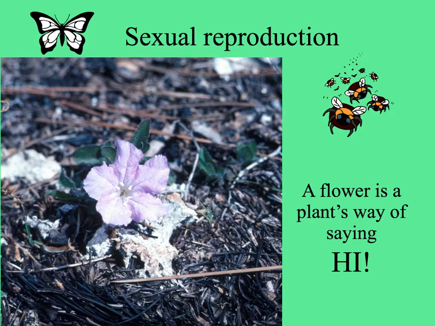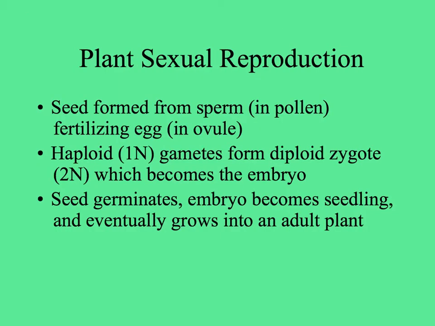And indeed it is, to attract the intermediaries, the pollinators, who are going to carry its pollen to another of its same species for fertilization. Sometimes these are living pollinators, sometimes flowers rely on wind or water to carry their pollen. Sexual reproduction involves ovules, which contain egg cells, and pollen, which contains sperm cells of plants, and a seed is formed when a sperm fertilizes an egg.